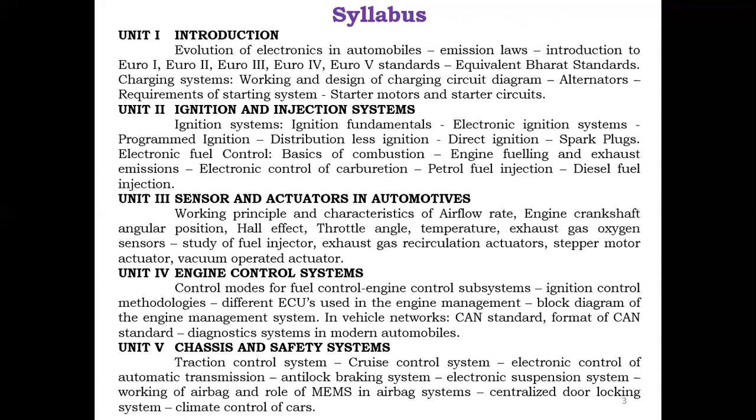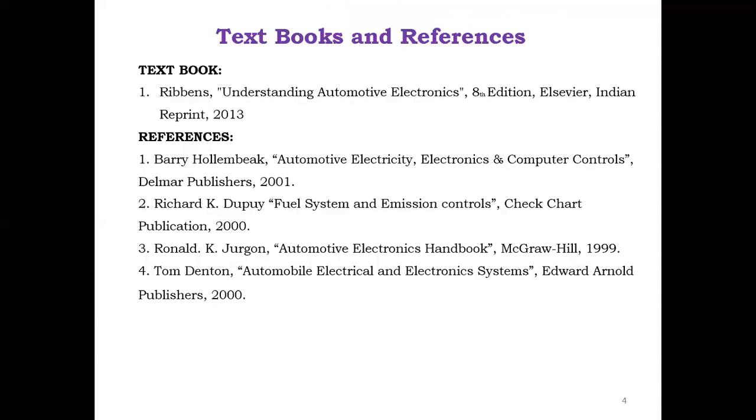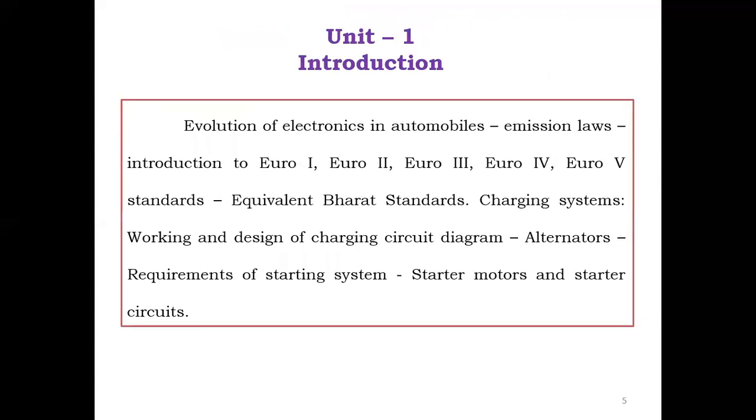Unit 4, engine control system, where the ECU, the electronic engine control unit, and the CAN network we are going to see in unit number 4. Unit number 5, chassis and safety system. In this unit, we look at the safety systems used in cars and automobile electronics. The next one is textbooks and references for automotive electronics.